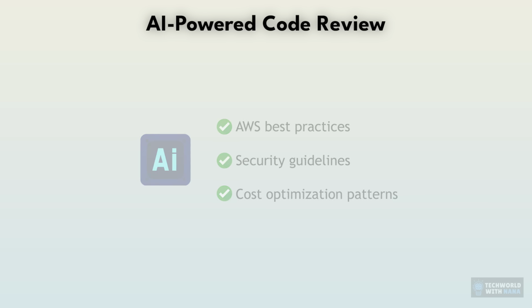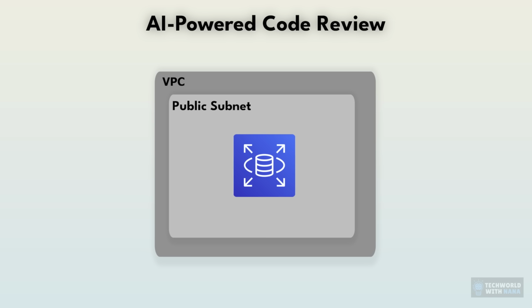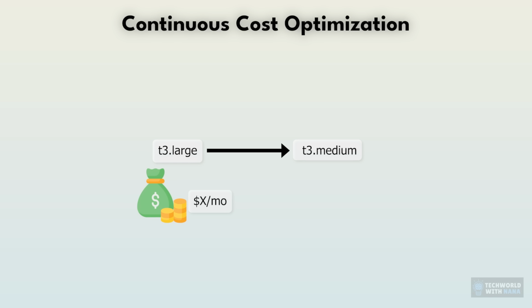So for example, it may flag configuration and say, this RDS instance is in public subnet, but best practice is to put databases in private subnets. So please change that. Or you're using T3.large for this workload. Based on typical usage patterns, T3 medium would be sufficient and save you $30 per month.